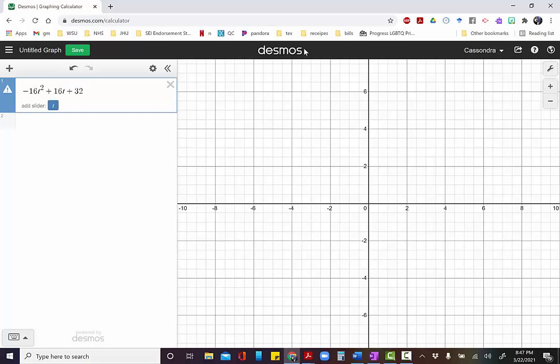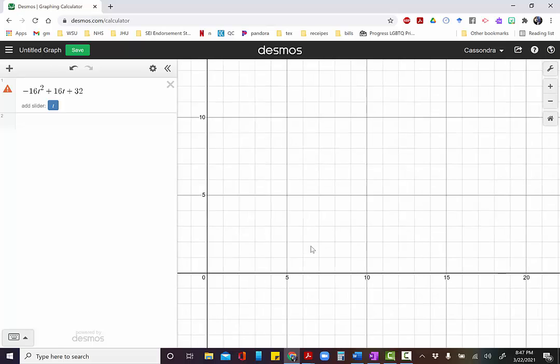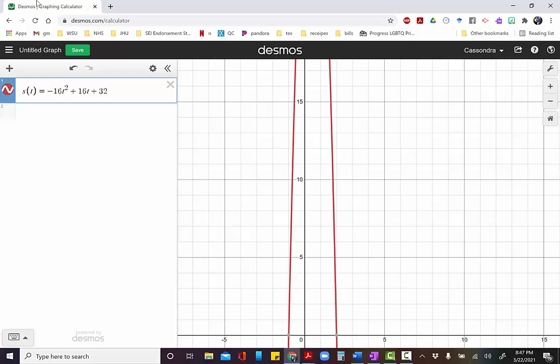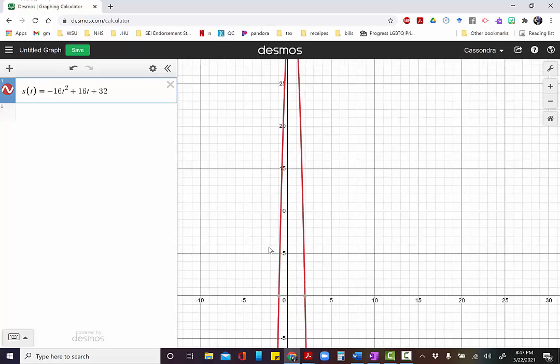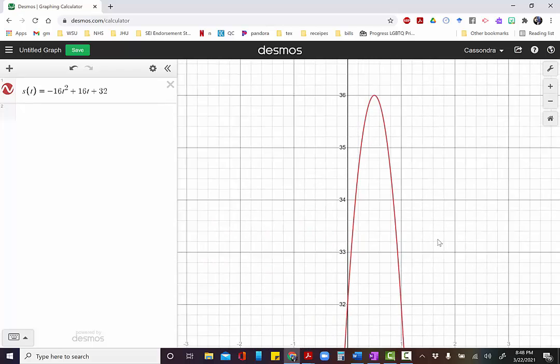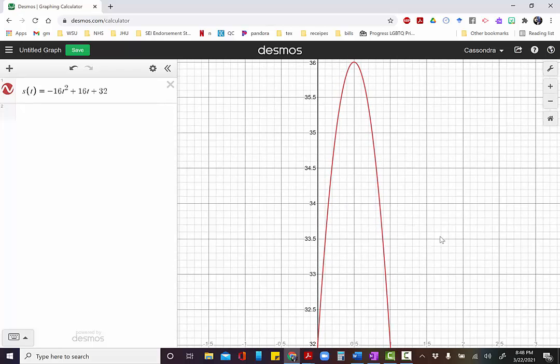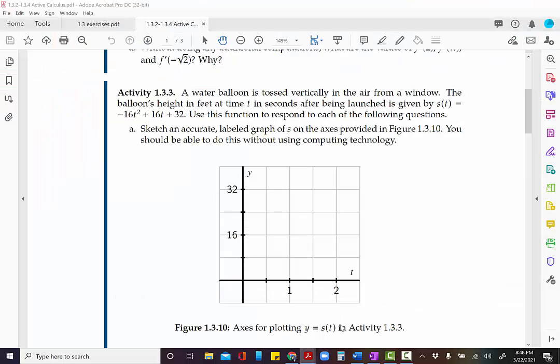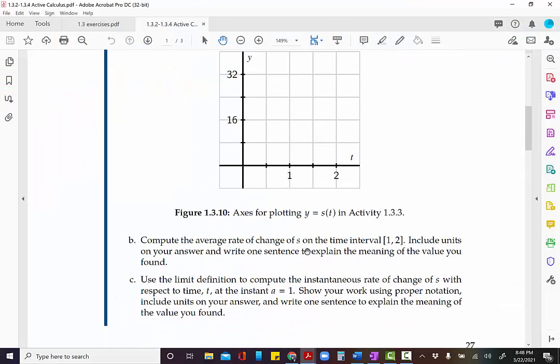And I'm going to zoom out so we can see the appropriate view. Oh wait, it's not going to do this unless I define it. I've got to zoom out, and I'm going to zoom in around the y-intercept and the maximum. So I'm going to make this a table because I'm going to need to figure out some stuff. So I'm going to open this up. So I sketched the graph.